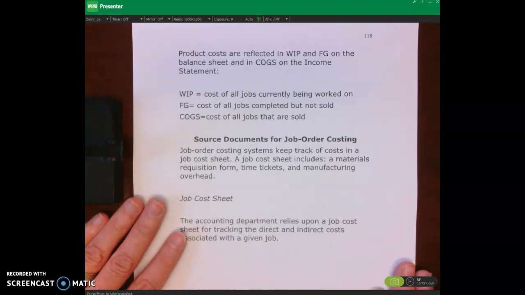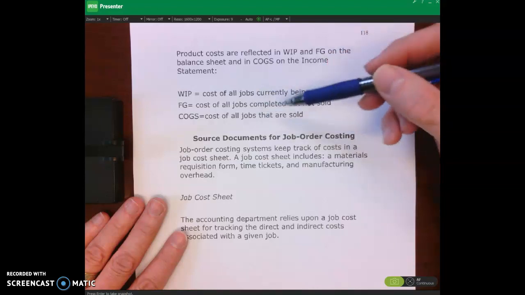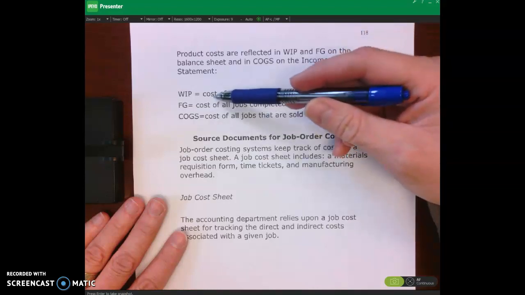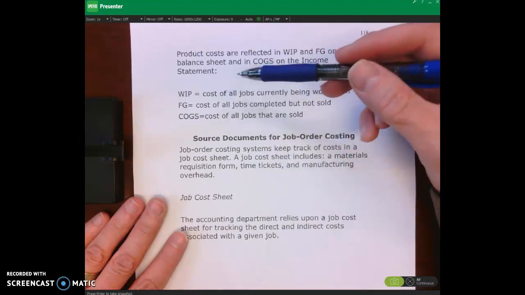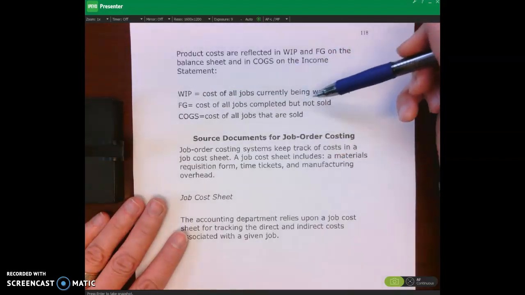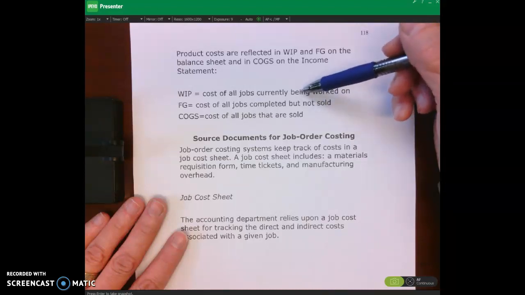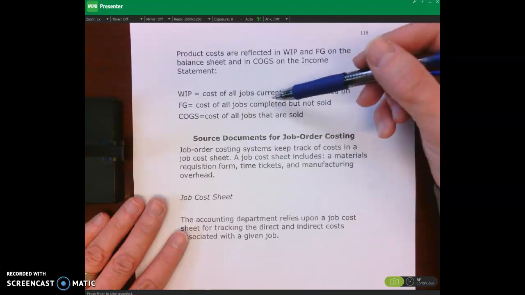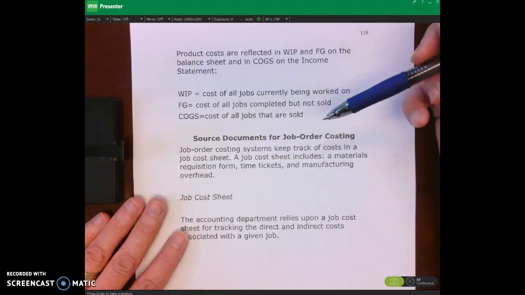You see over here work in process, finished goods, and cost of goods sold. To give work in process, finished goods, and cost of goods sold some context in terms of job order costing, we say work in process is the cost of the jobs that are currently being worked on. They are not finished at the end of the accounting period. So it'd be the sum of all the costs of the jobs that we are still working on, that we have not yet finished, at the end of the accounting period.